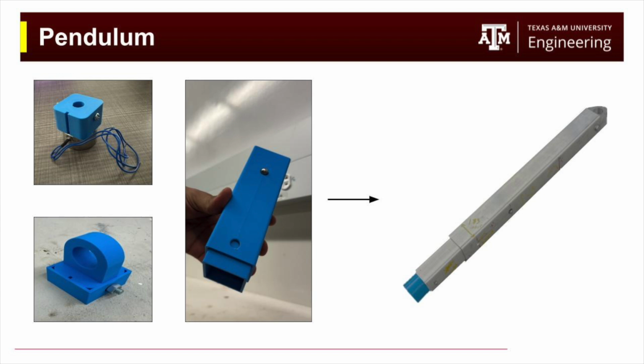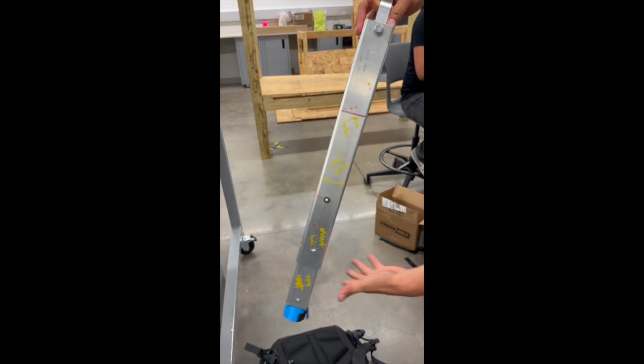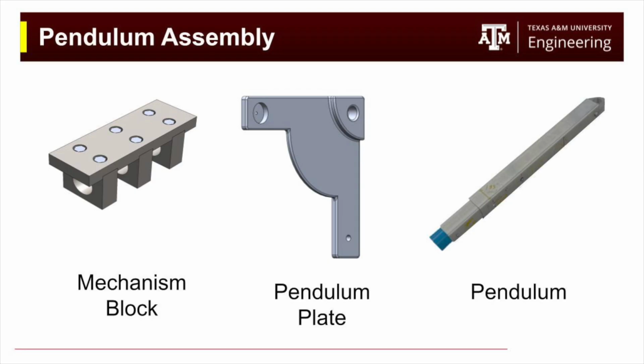Here's a video showing how the pendulum can be switched between a 28-inch configuration and a 24-inch configuration. The pendulum assembly contains 3 main components: the mechanism block, pendulum plate, and pendulum. The mechanism block is bolted straight to the top of the exhibit, and inside of it, it has 2 shafts. The shafts help rotate the pendulum plate and the pendulum.